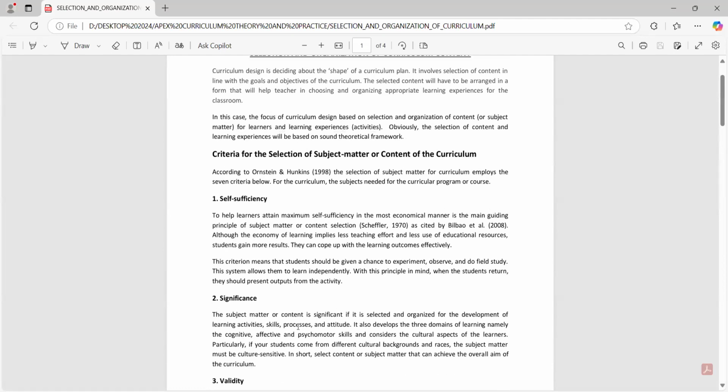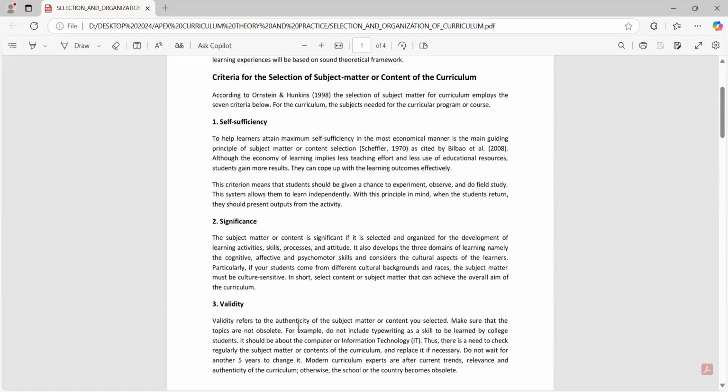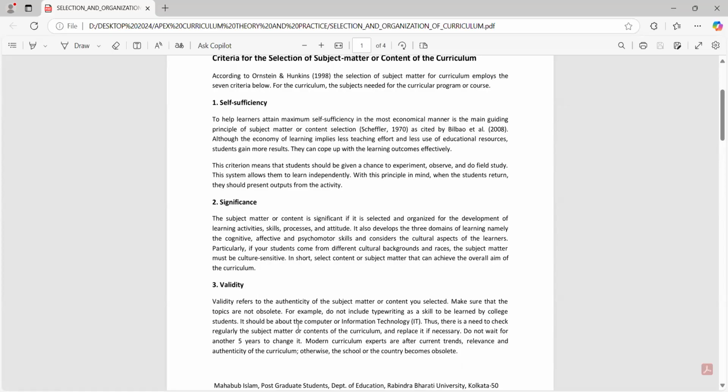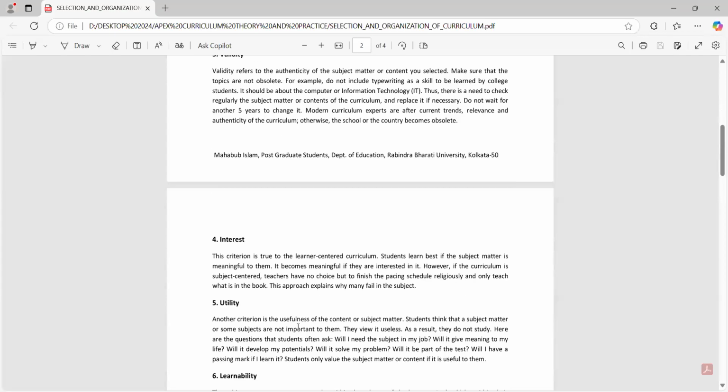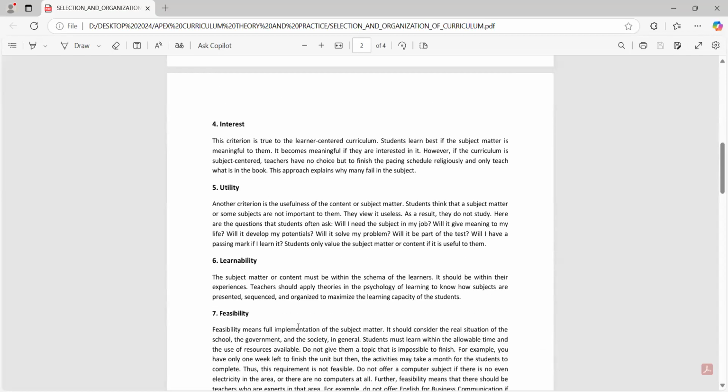Now there are two things, selection and organization. First we look at criteria for selection of the subject matter or the content of the curriculum for the realization of the ILOs or the objectives. What are the 7 criteria? What is the theoretical framework otherwise? Self-sufficiency, significance, validity, interest, utility, learnability, and feasibility.